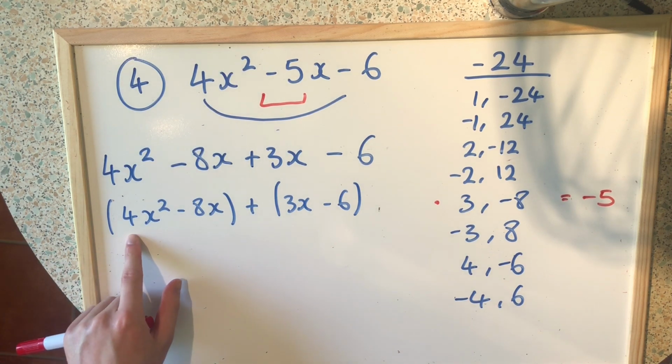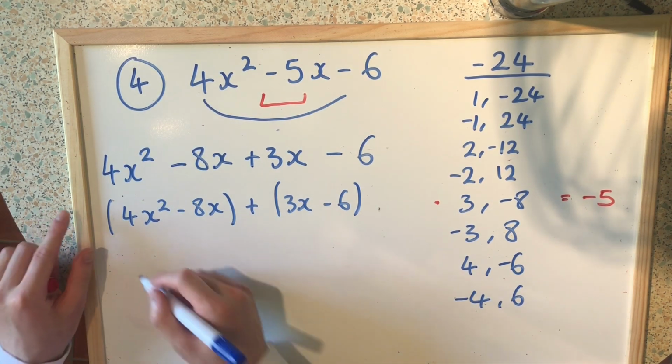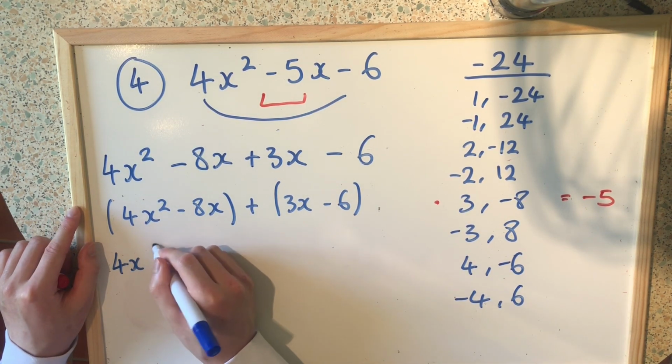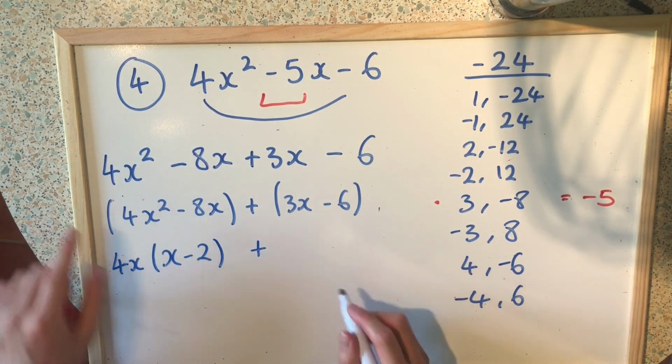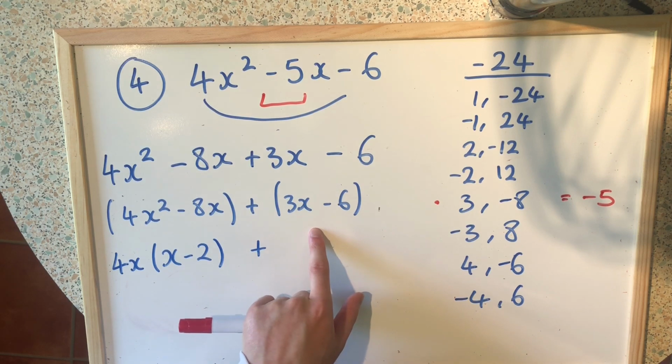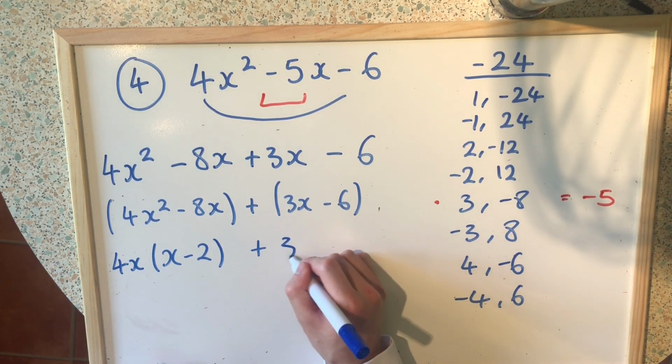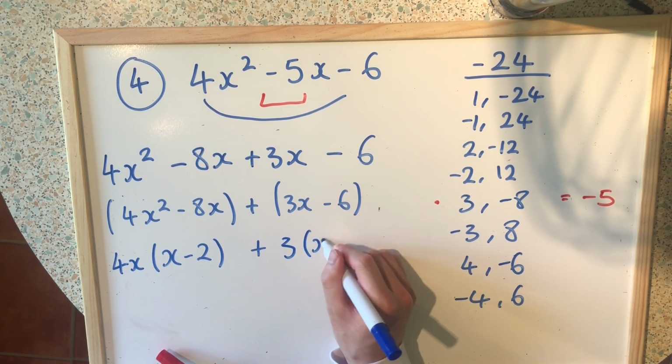The highest common factor of this bracket is 4x. I can take 4x out. Then I'm left with x minus 2. And then the highest common factor of this, 3x plus 6, is 3. Take 3 out, I'm left with x minus 2.